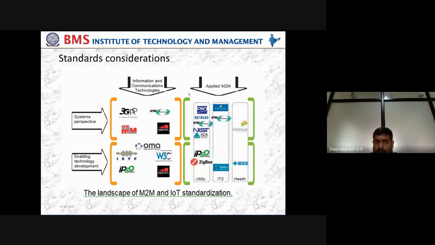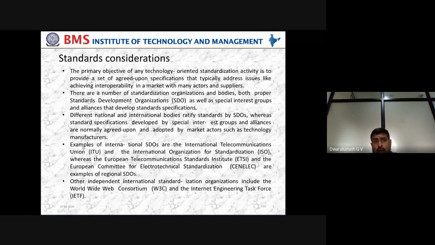From a systems perspective, you can make enabling technology development, information and communication technologies, and applied M2M. So these are the many groups you can make, and how you are going to adapt this in different stages. Who are the other persons who are helping you in this particular thing? Applied M2M, how are you going to apply this for different companies? It means all companies together are making some standardizations. How do these standardizations work?